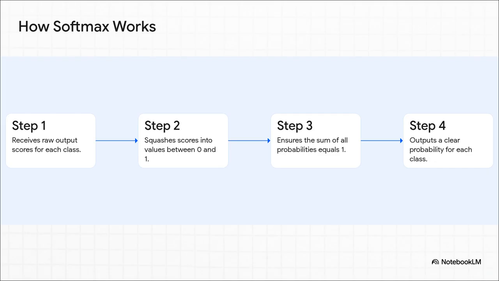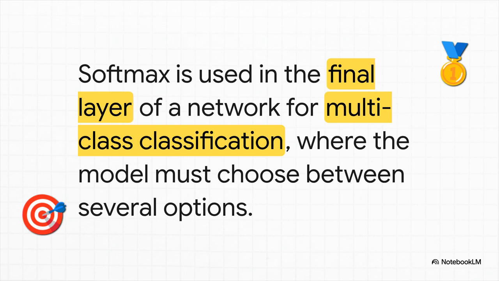So how does it pull this off? Well, imagine the network is trying to classify an image and it spits out some raw scores for cat, dog, and bird. Softmax takes those scores, does a bit of math to make them all positive, and then, this is the key part, it normalizes them so that they all add up perfectly to 1, or 100%. What you get is a clear probability for each possible class. And because of this specific job, you're pretty much only ever going to see Softmax in one place, the very last layer of a neural network. It's the absolute go-to function whenever your model needs to choose between more than 2 options. If it's cat versus dog versus bird, you're gonna want Softmax at the end.